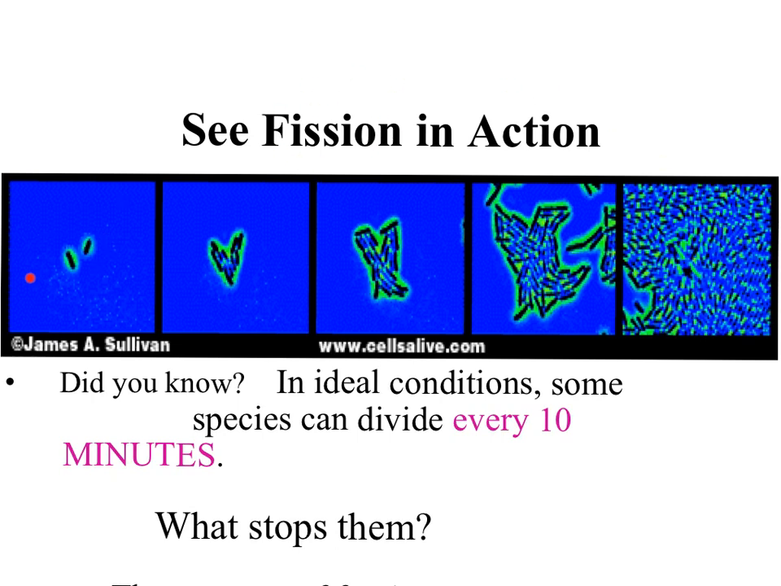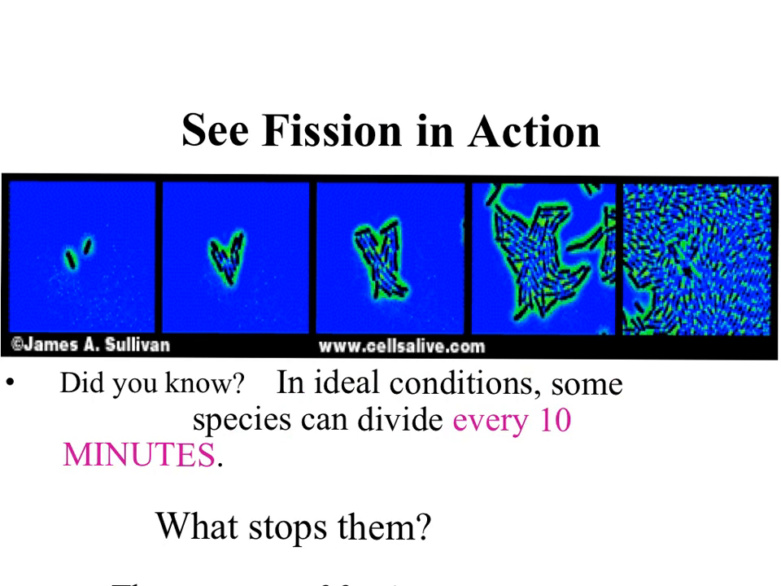So we started with 2 cells, and then each of them duplicates and reproduces again, and reproduces again, and reproduces again. And so what we end up with is thousands of bacteria in a very short amount of time. In ideal conditions, which usually means warm and moist, some species can divide every 10 minutes. That's very fast. So, you know the whole 3-second rule? Maybe not if you're worried about bacteria.